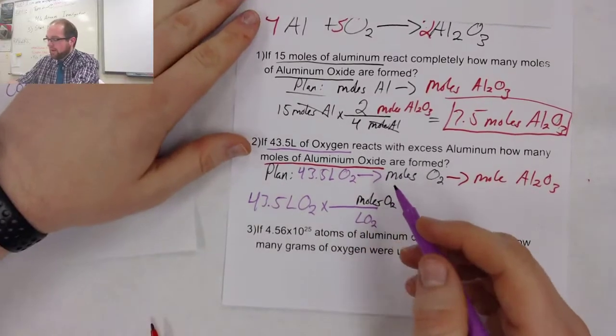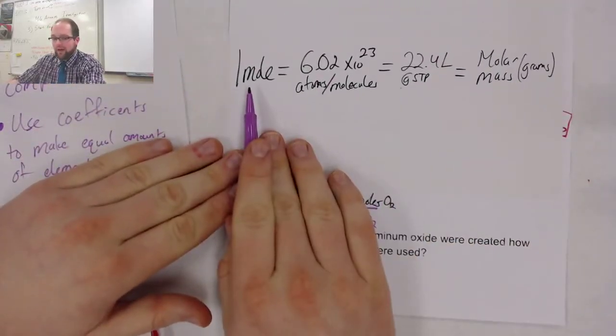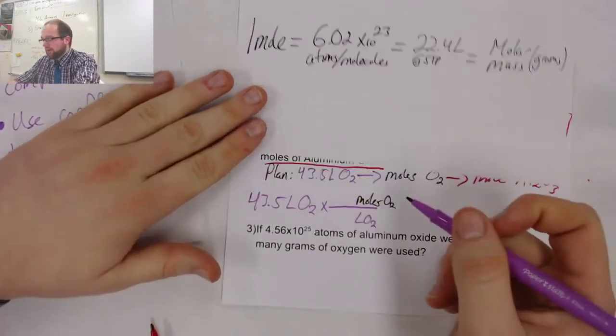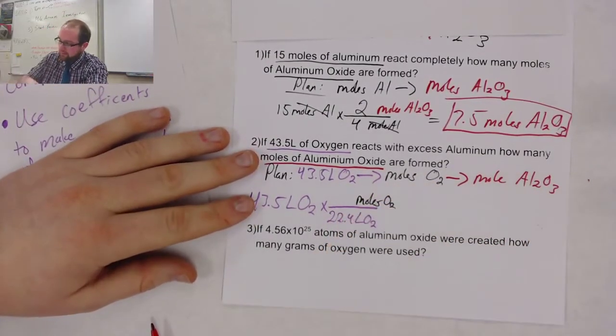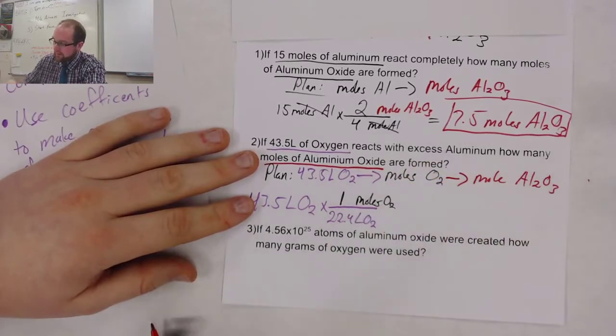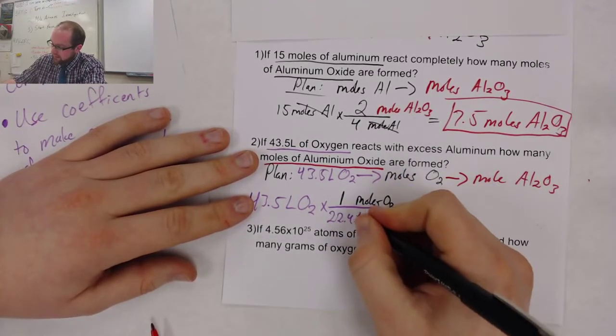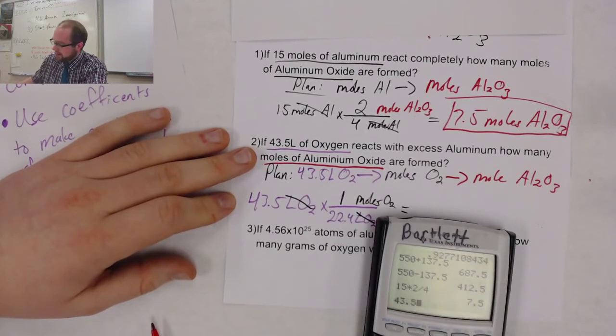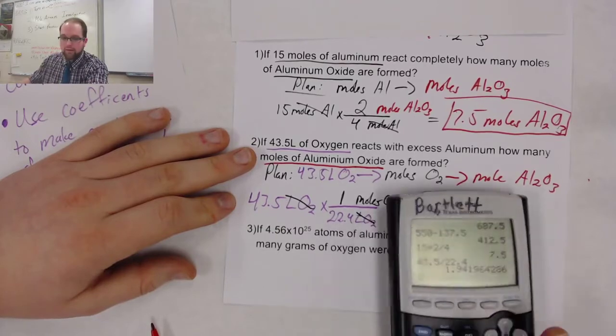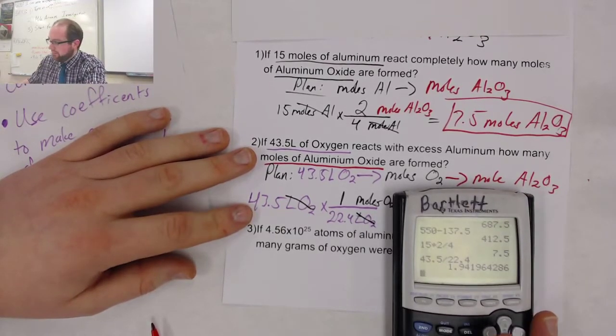So let's go ahead and plug in some numbers here. We know that for every 1 mole of a gas, there are 22.4 liters at STP. So 22.4 gives me 1 mole on the top. I can see that my units will cancel. And I'm going to take that 43.5 divided by 22.4. I'm going to get 1.94 as my answer for my moles of O2.